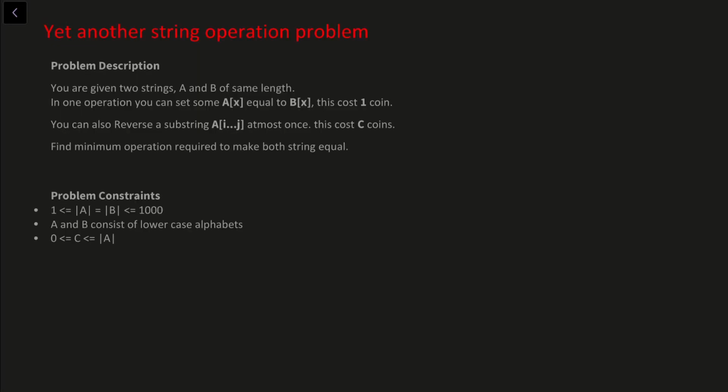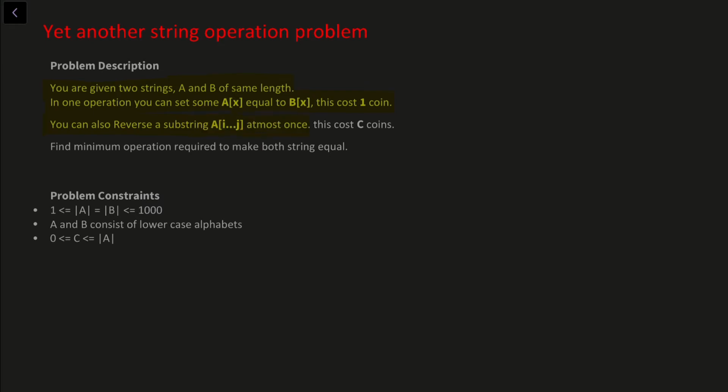The second problem is yet another string operation problem. The problem description states that you are given 2 strings A and B of the same length. In one operation, you can set some A[x] equal to B[x]. This will cost you 1 coin. Otherwise, you can also reverse a substring of A from i to j at most once.